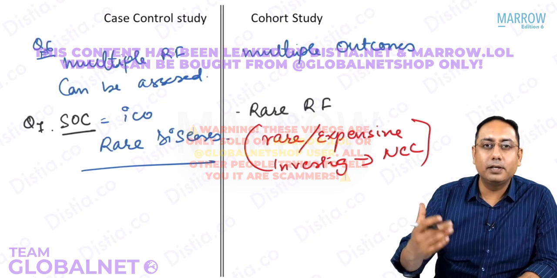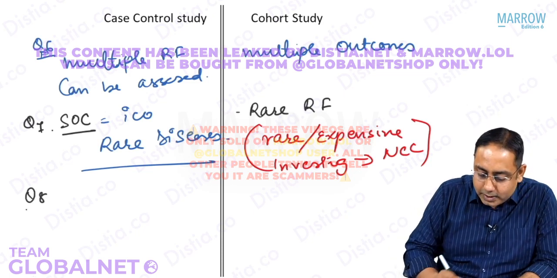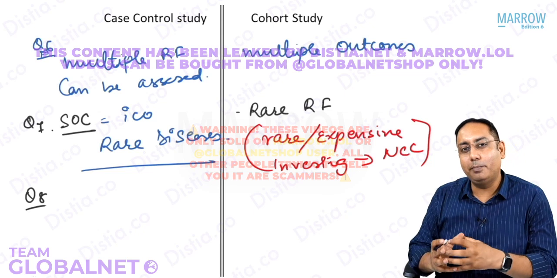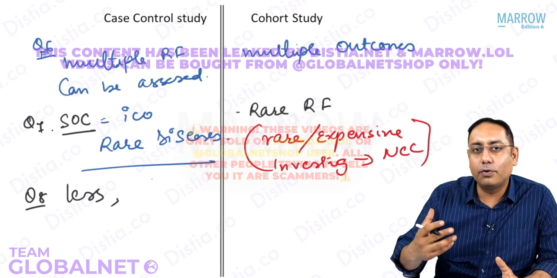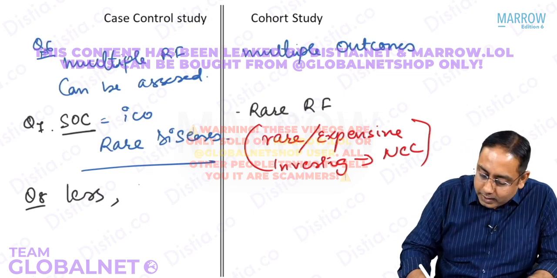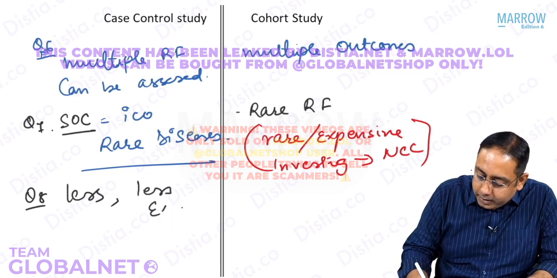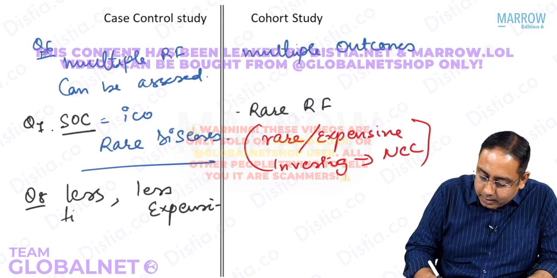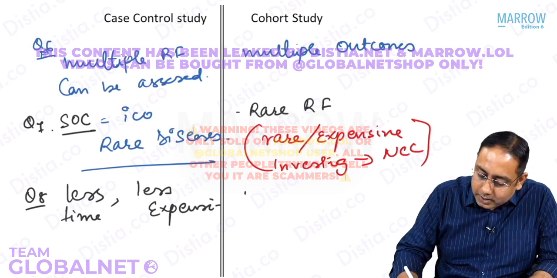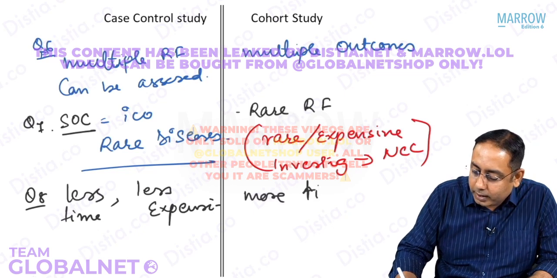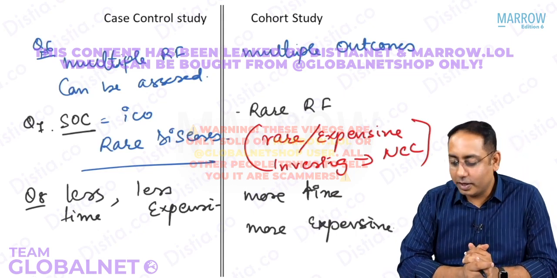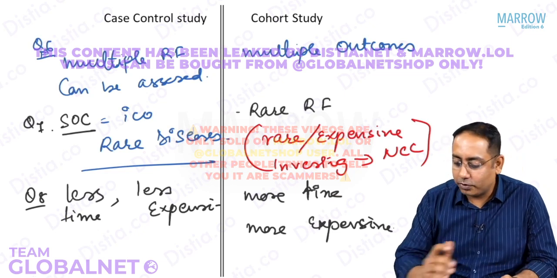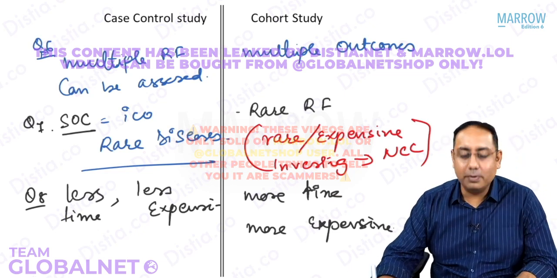So I hope you understand the things now. Now I think the questions would be very easy for you, that which of the following will be less time taking. Less time taking will be a case control study, which is less expensive or cheaper. So less expensive will be a case control study, less time taking will be a case control study, and common sense, more time taking will be a cohort study, and more expensive will be a cohort study. So these are some of the MCQs that you get between the case control studies and the cohort studies, and that was a quick summary table for you all.